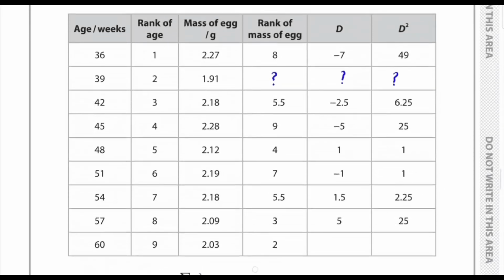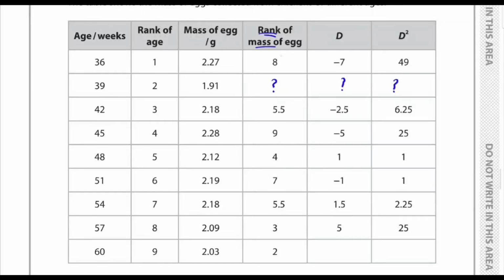Alright, first of all, let's fill in the cells for the rank of mass of egg. The rank here means the order of values. As you can see for the ages, the rank of age is in ascending order. 36 is number 1, and the highest value, 60, has the highest rank. Same thing goes for the rank of mass of egg, where we can order them ascendingly. 1.91 is the lowest number here, so it gets the rank of 1.